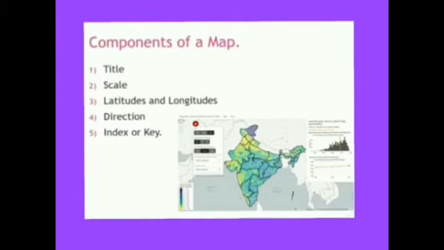So I hope you understood the components of the map. So what are the components of the map, students? They are title, scale, latitudes and longitudes, direction and index or key.